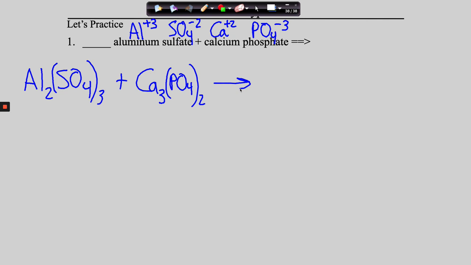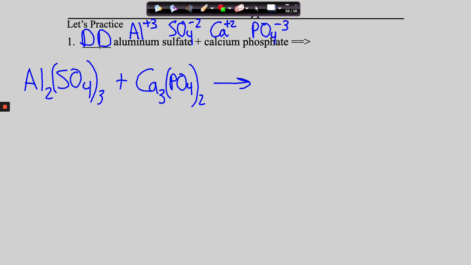So let's think about it. Guys, go through the list. Can this be single displacement? No, it's not an element in a compound. Could it be double displacement? Yes, it's possible. Could it be synthesis? In theory, yes. We could jam all of these parts together. But guys, that's not what's going to happen. Could it be decomposition? No, we have more than one thing. Is it combustion? Heck no. It's not a hydrocarbon and oxygen. So guys, the only reasonable choice is double displacement. So we write that on the line right here.